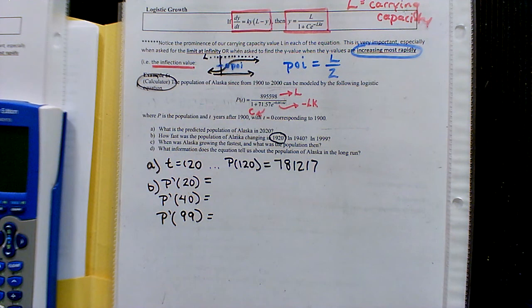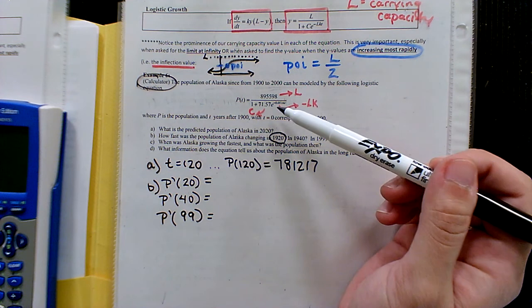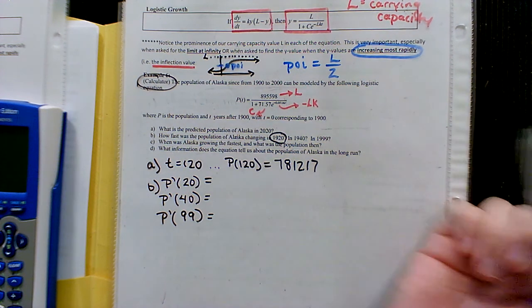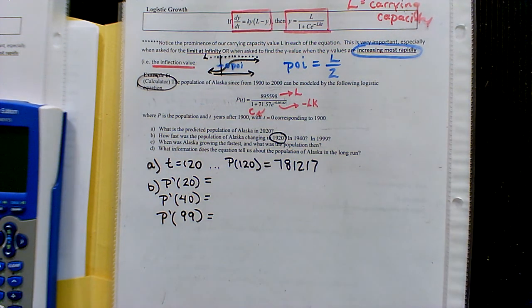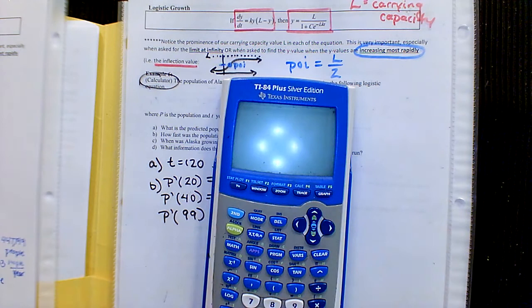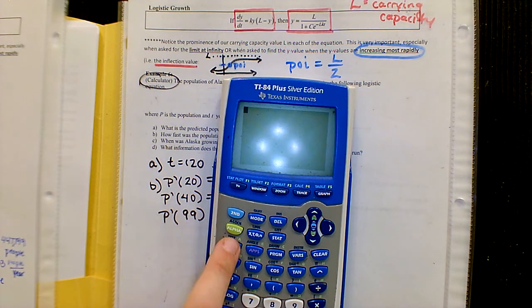Do you guys want to do that by hand? You could. It's a quotient rule, right? Low d high minus high d low, square the bottom, and away you go. We do have a calculator. Do we remember how to find the derivative at a point on our calculator? Maybe. Let's try it. Okay. We hit the math button, and I believe it's option 8. It says deriv.